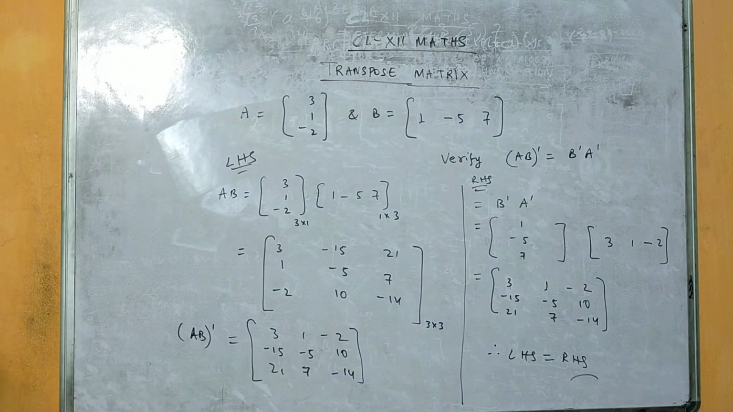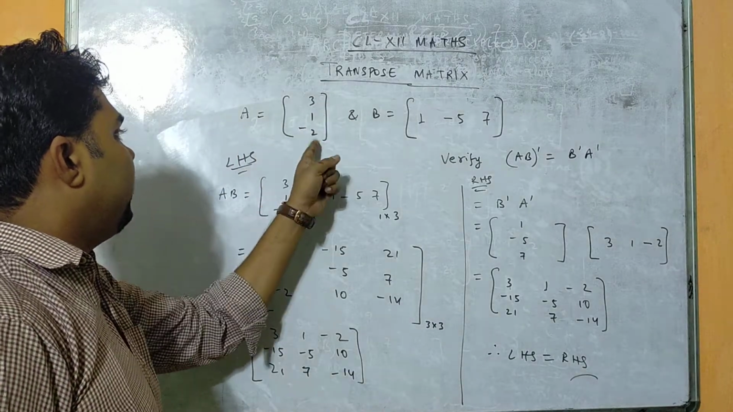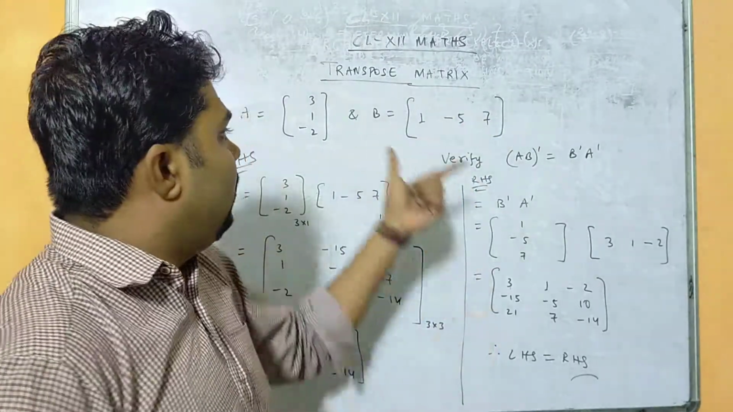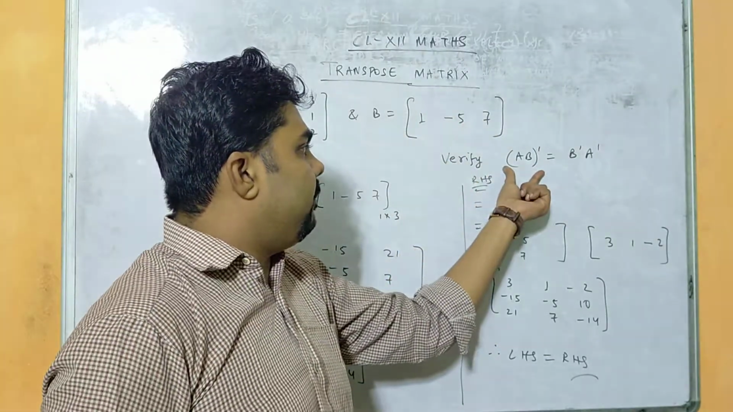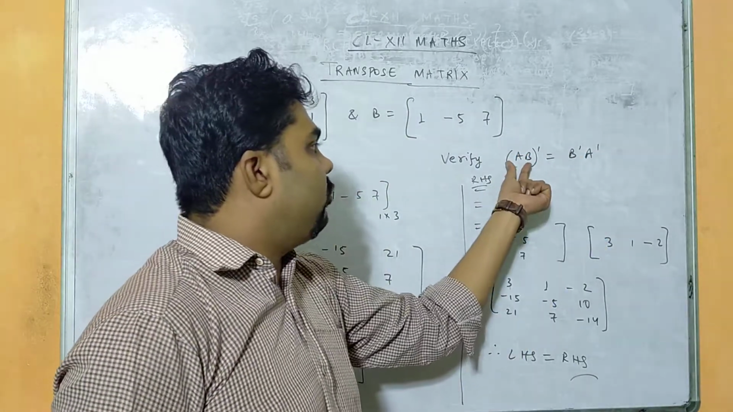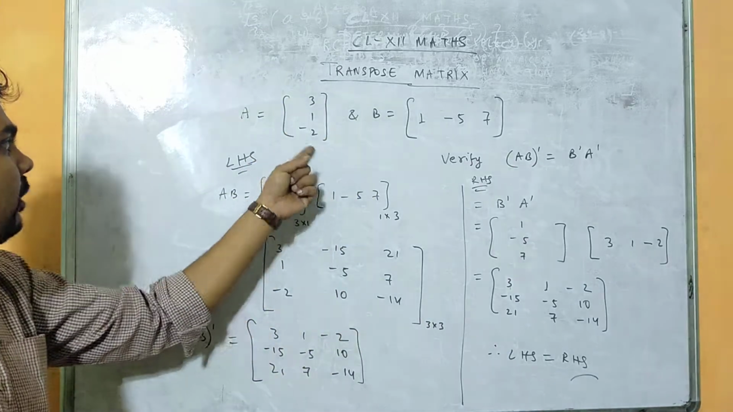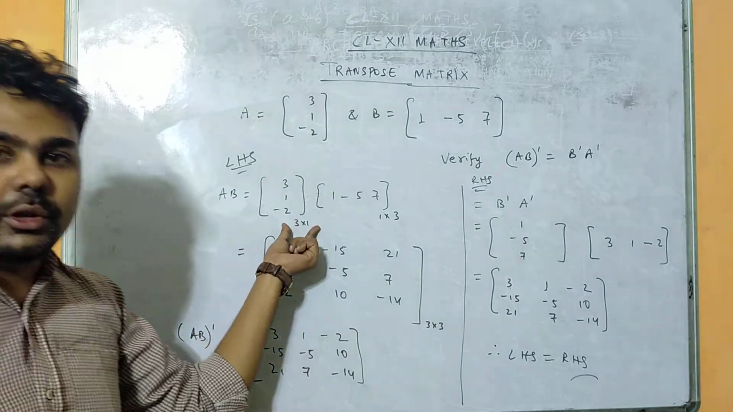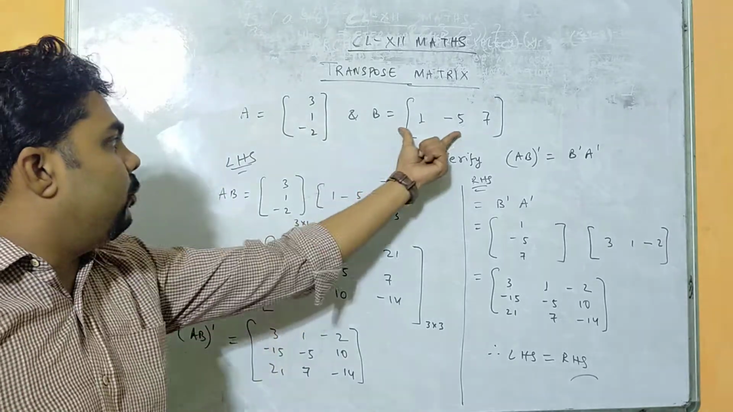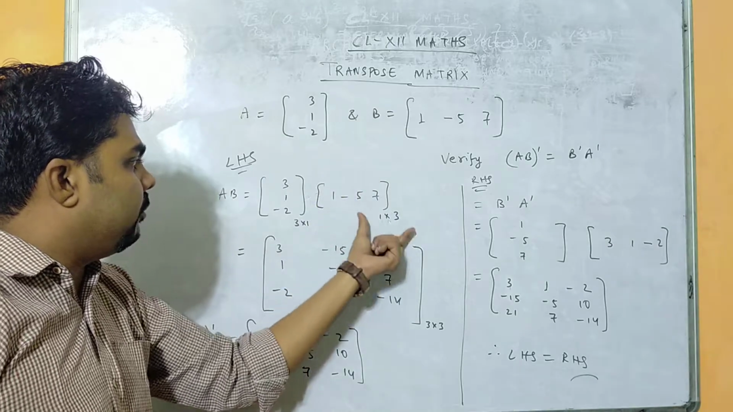One more question I have solved on the board. You see, matrix A is given as 3, 1, minus 2 and matrix B is given as 1, minus 5, 7, right? We have to verify that AB complement equals B complement into A complement, right? So first we have to find the product AB. Matrix A is given as 3, 1, minus 2. What is its order? That is 3 cross 1, because there are 3 rows and 1 column. And here we have 1 row and 3 columns, right?